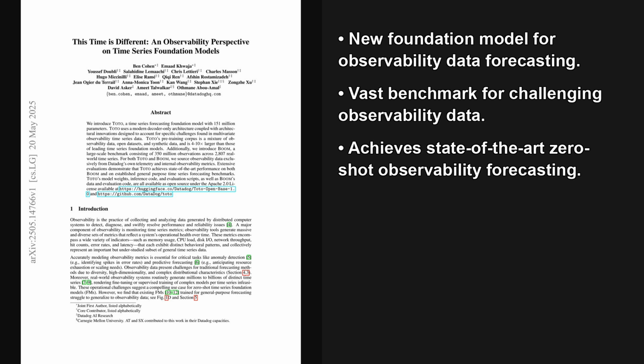Alright everyone, today we're diving into a paper titled, This Time is Different, an observability perspective on time series foundation models. So this research introduces a new foundation model for time series forecasting called TOTO. That's TOTO. It's a 151 million parameter model, specifically designed for, well, the unique challenges of multivariate observability time series data. They also present BOOM, a new large-scale benchmark to evaluate these kinds of models.